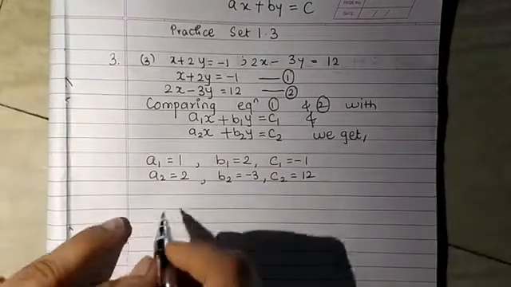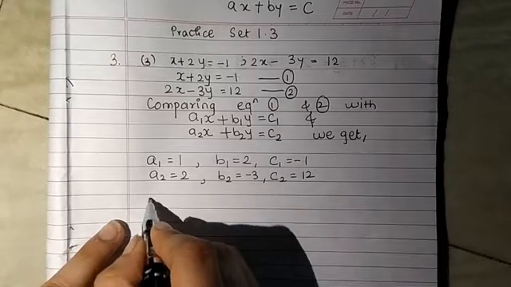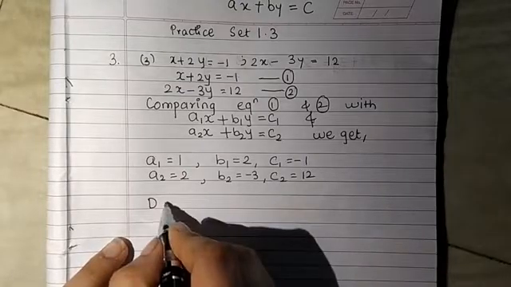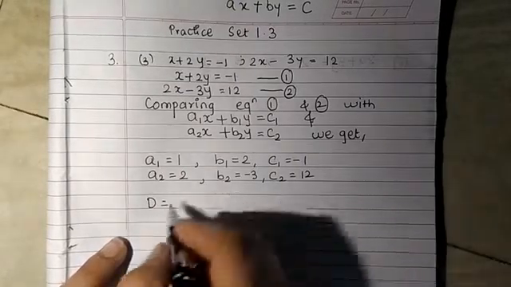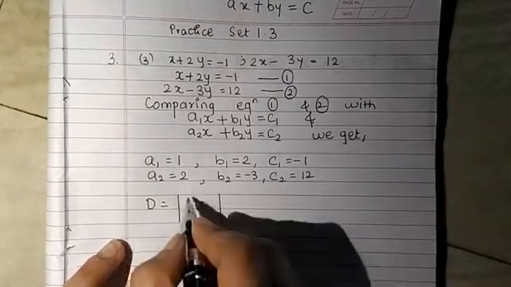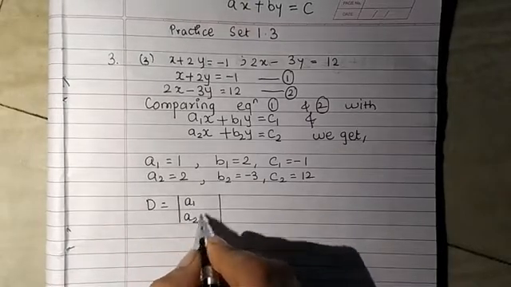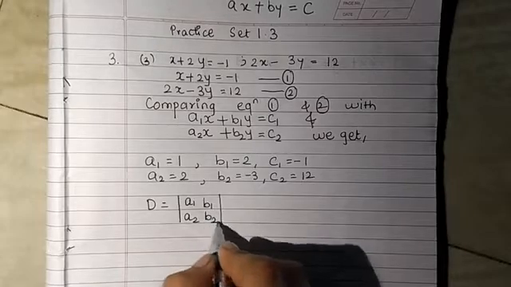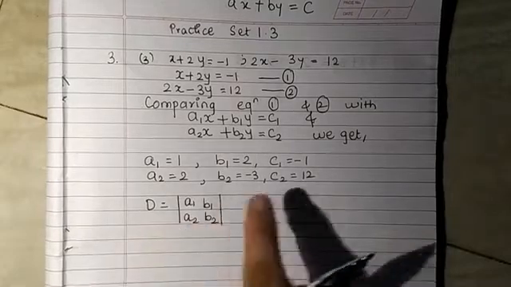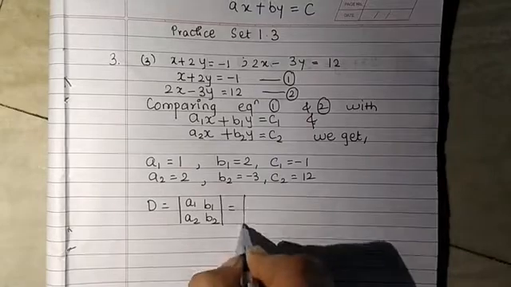After getting this, we will move towards the next step, finding the values of D, Dx and Dy. So the next step is finding D. To find D, we will use this determinant with a1, a2, b1, b2. This you have to memorize by heart. When finding D, you have to take a1, a2, b1, b2. So let's substitute the values and get the answer.